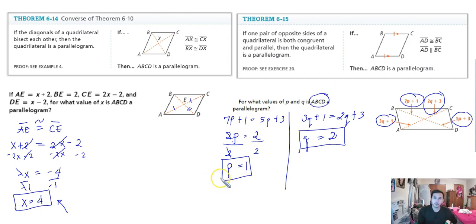Okay, so those are the important theorems about proving quadrilaterals. You have to make sure that you remember those theorems that you can use to prove a quadrilateral is a parallelogram. So if you want to go over this video, you can watch it again.